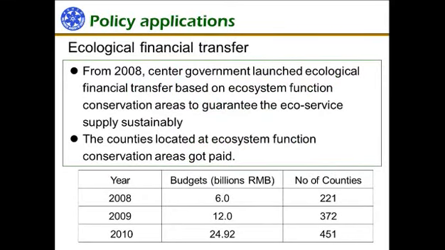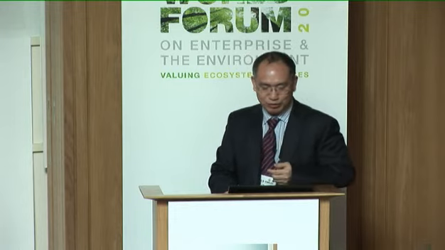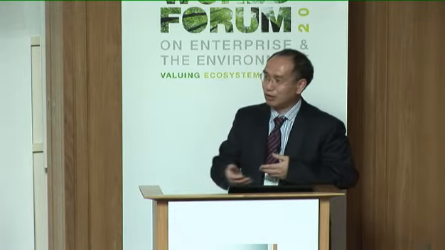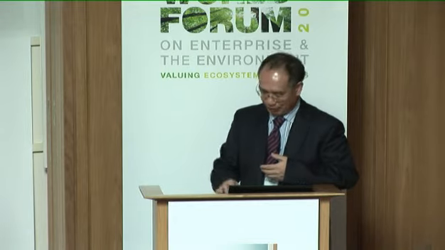Okay, lastly, I will very quickly give the policy application. The first is ecological financial transfer. The government accepted this idea and has launched a new program, ecological financial transfer: in 2008, about 6 billion; in 2010, about 204 billion to the counties located in the ecosystem key areas. Also, the government's ecosystem restoration projects are located in this area as the government's priority area for restoration.